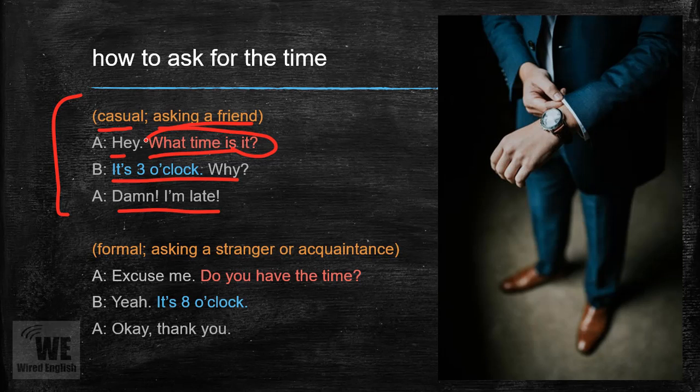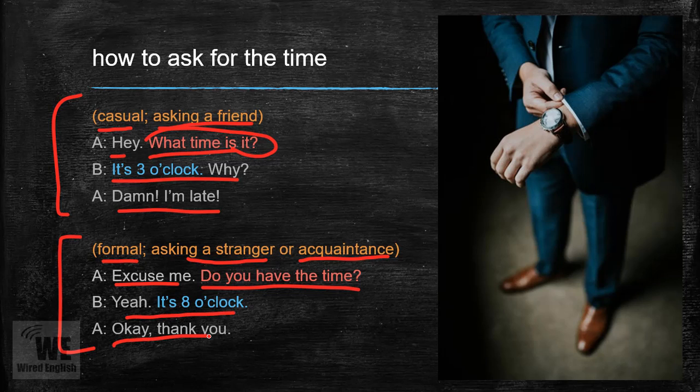All right, now let's look at this other situation here. It's a formal setting, and you're asking a stranger or an acquaintance, so someone you don't know very well. So you can say, excuse me, do you have the time? Yeah, it's 8 o'clock. Okay, thank you. So in general, this question, do you have the time, comes off a little more polite, okay?